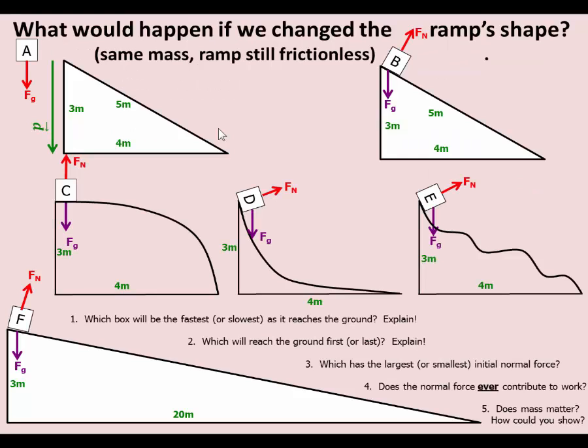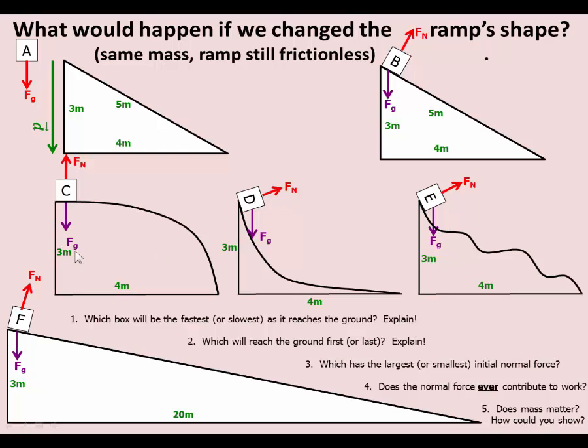Now, here's the other slide I want you to take a look at. The question is, what would happen if we change the ramp shape? We're still going to keep the same mass of the object, and we're going to have the ramp frictionless in each case. Here's our baseline situation: we've got block A and B, and we dropped A, it went straight down to the ground. Block B slid down the ramp. In both cases, these ended up at the same velocity.